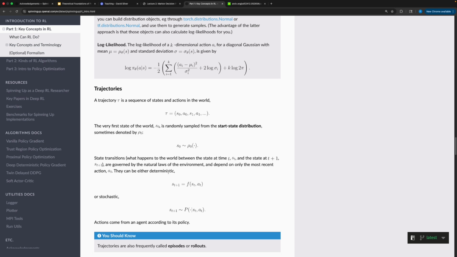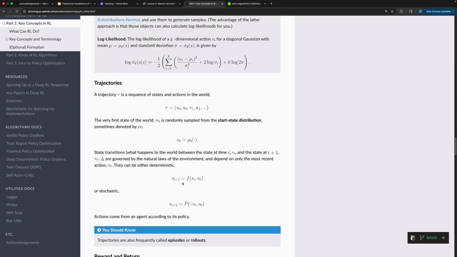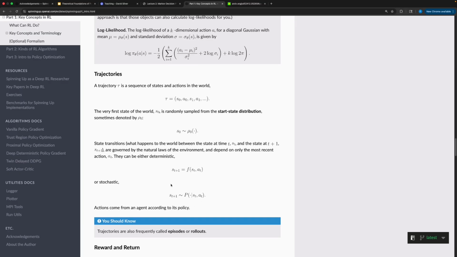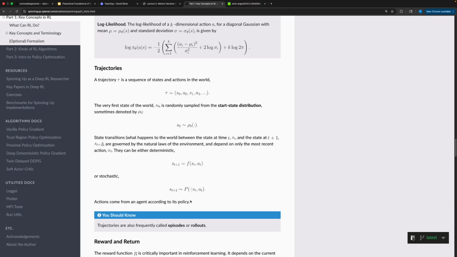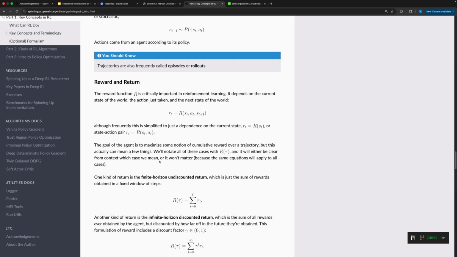Given the action and the state, the environment processes and gives you the next state, and this can be either deterministic or stochastic. If stochastic, this is determined by the transition dynamics of the environment, or the transition matrix that we saw. So this entire rollout of state, action, reward, state, action, reward, and so on is called the trajectory.